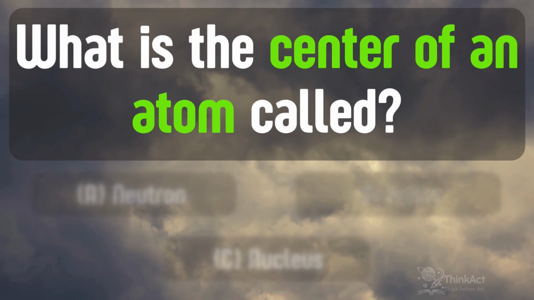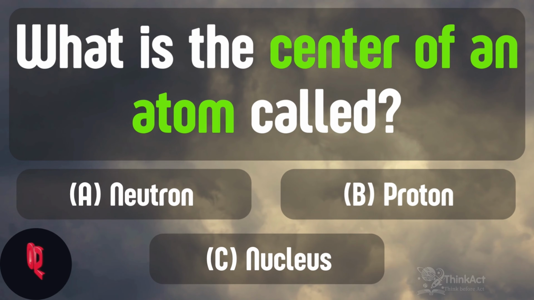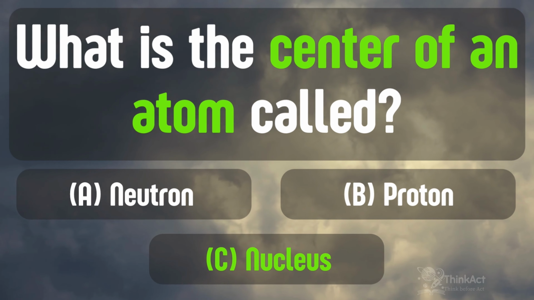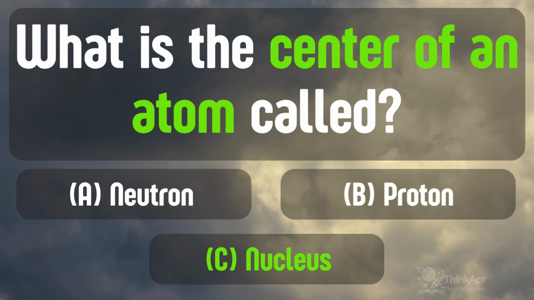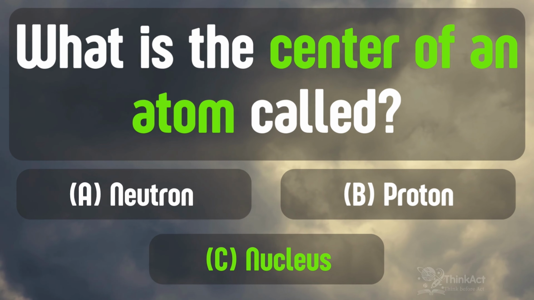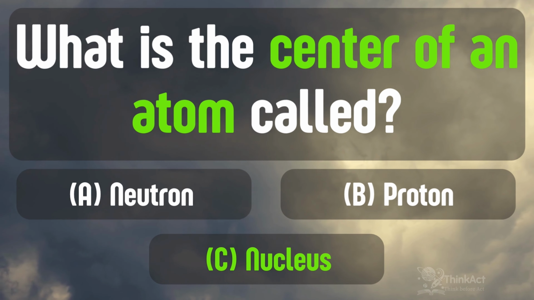What is the center of an atom called? The answer is option C, nucleus. The center of the atom is called the nucleus. It consists of protons and neutrons.